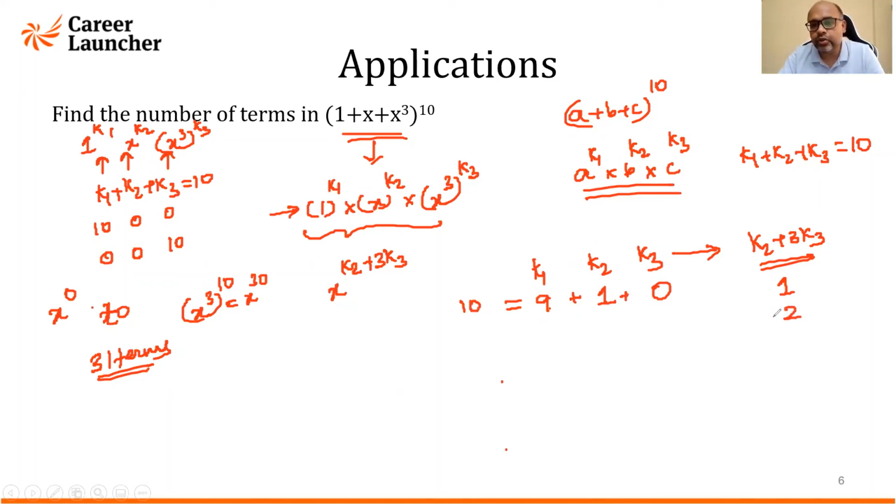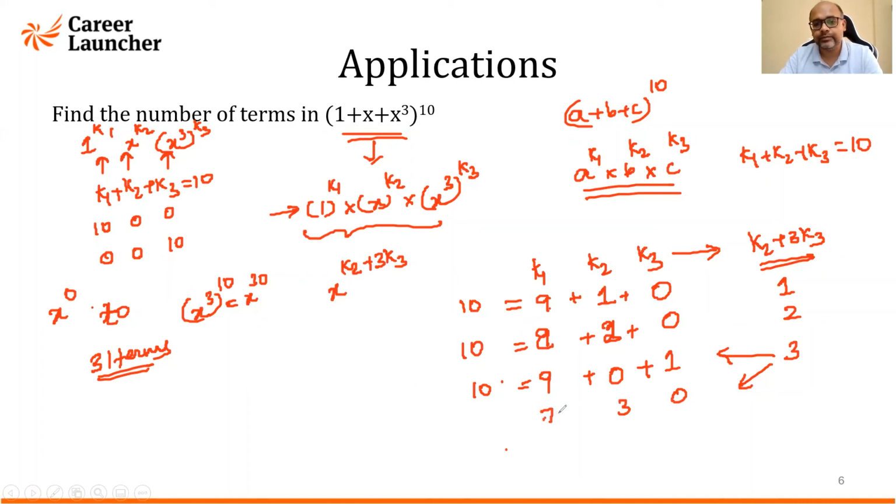Similarly, if you want this to be 2, then you'll put 0, 1, and 9, or you'll put 2 and 8, which will give you a total of 10 again. Then the next thing is 3. For 3, you can again put 1 here, 0 here, and 9 here. The total is 10. You can get 3 in 2 ways. You can get 3 like this, and you can also get 3 by putting 0, 3, and 7. So the total is 10.